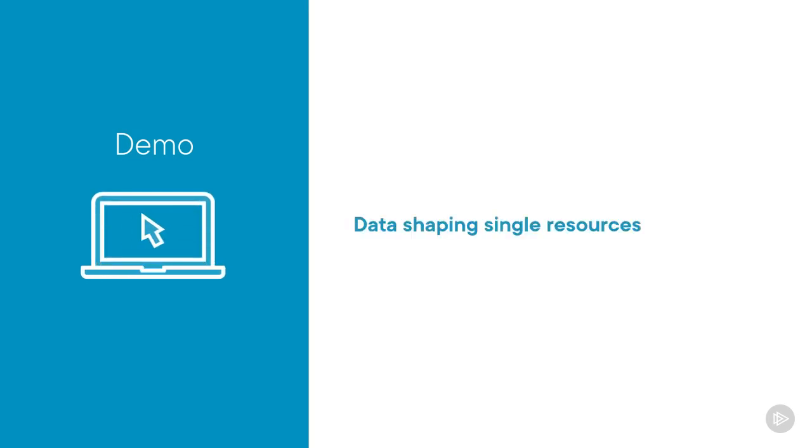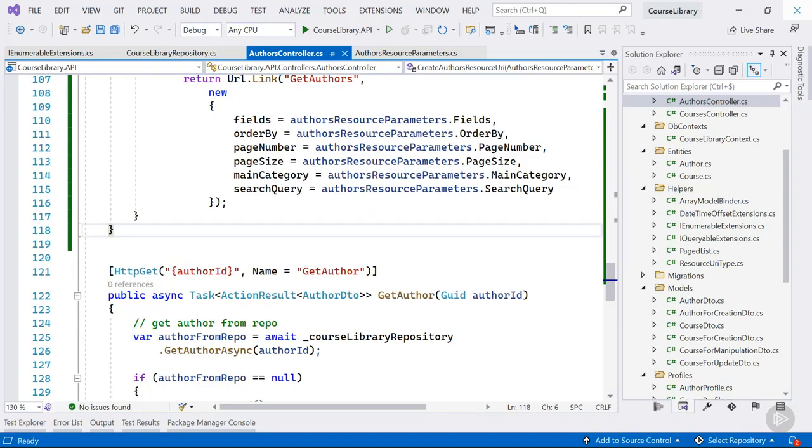In this demo, we'll implement data shaping for a single resource. We're going to need another extension method for that, this time on object instead of on an IEnumerable of object. This might seem redundant at first. Why not just write a shaped data method on object and reuse that for each object in an IEnumerable? There's a good reason for that. We'll get to it soon, but first let's add that new extension method.